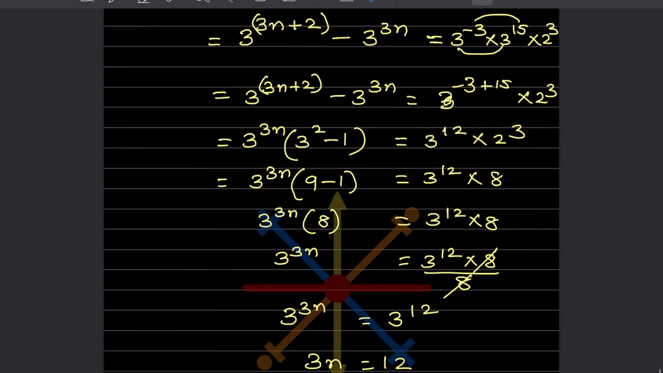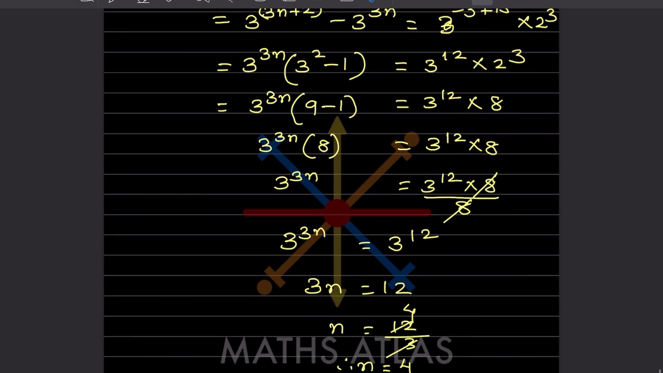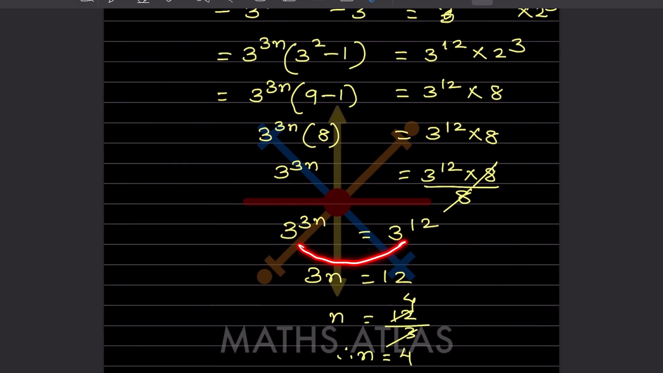First, we write here 3 raised to 3n, same on this side. This is actually multiplication, so when you take it to the other side, it goes in the denominator. So 8 and 8 get cancelled, and we have 3 raised to 3n. Now we can see again that the bases are the same, so the exponents also should be the same. So here 3n is going to be 12.